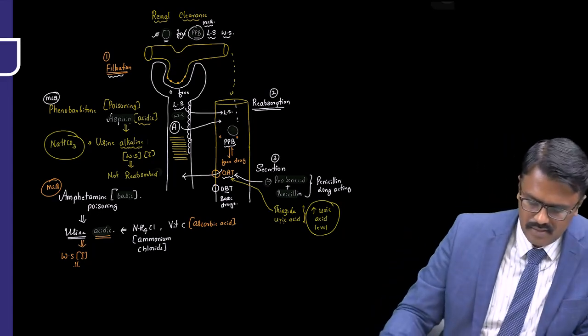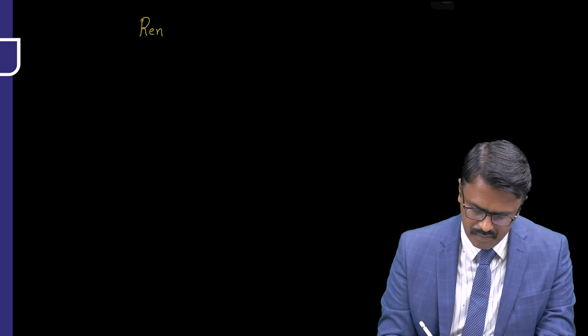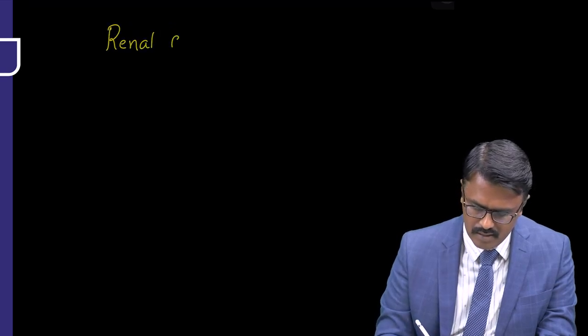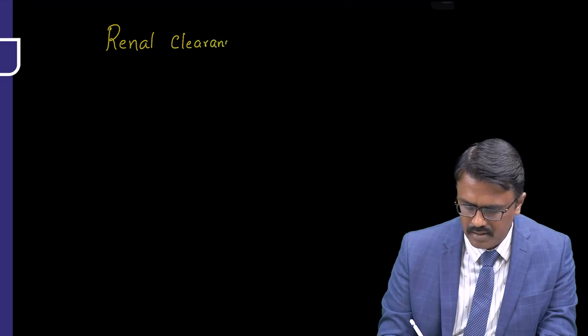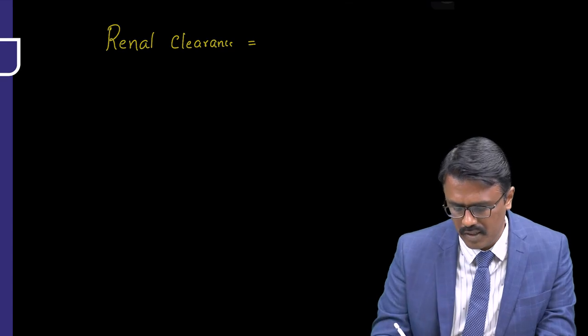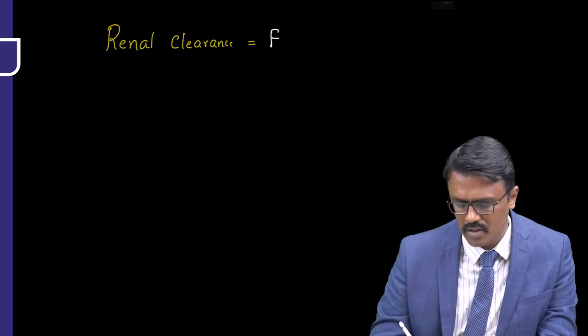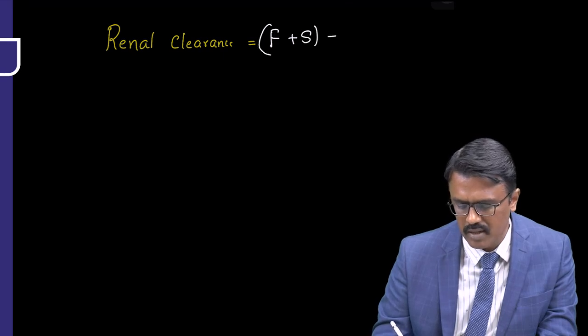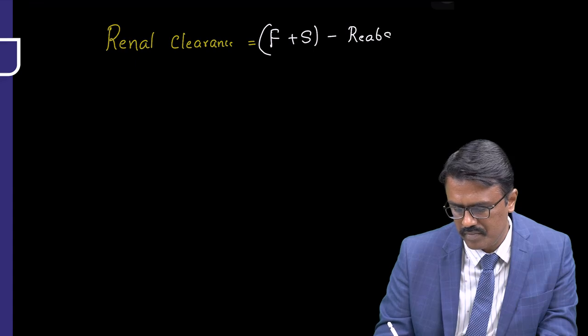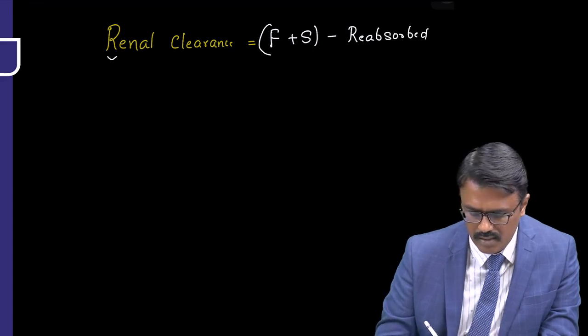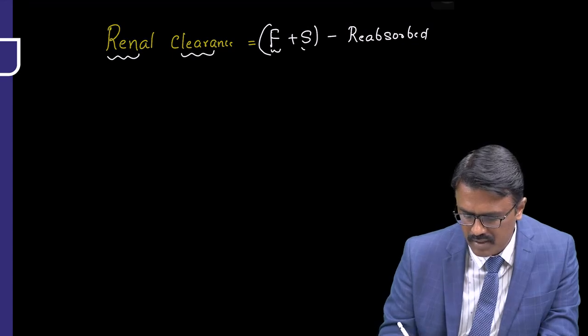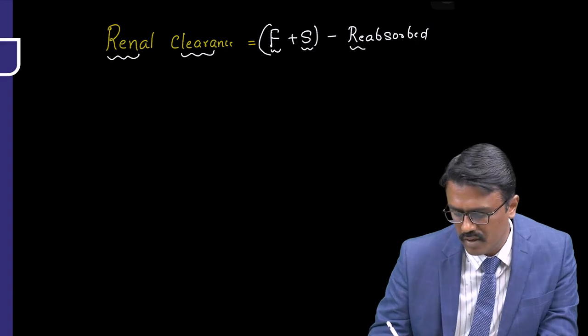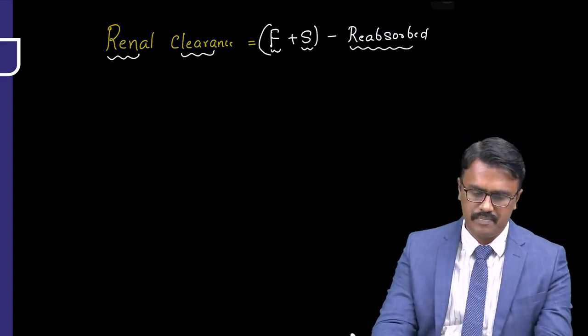Right. So we are discussing the renal clearance part. Once you understand this, we can write renal clearance is equal to what is going out of the body. Filtered is going out, secreted is also going out, minus what is not going out, reabsorbed. So renal clearance is given by filtered plus secreted, which are going out, minus reabsorbed, which is not going out. So that is one thing.